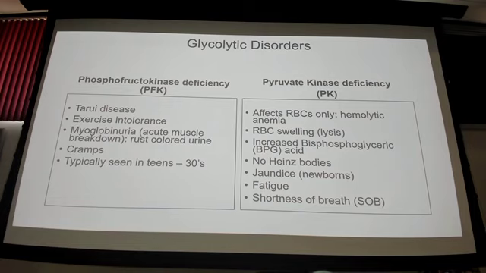Also, because oxygen is unable to be transported like it needs to be, BPG, or bisphosphoglyceric acid, will increase in pyruvate kinase deficiency. And what this acid does is it will decrease oxygen's affinity to hemoglobin. So what that does is that will allow oxygen to be released in the tissue.